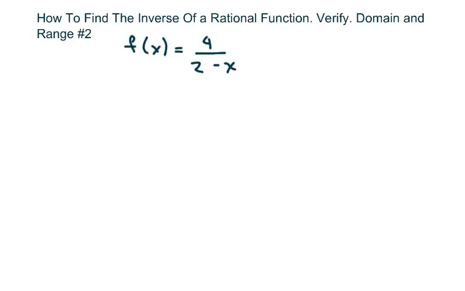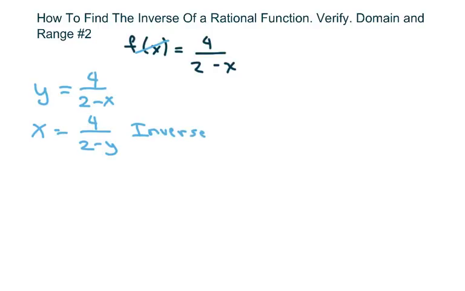Hi everyone, we're going to find the inverse of this rational function. We're going to check and also state the domain and range of f and f inverse. So the first thing we do is change this to y. So we have y equals 4 over 2 minus x, and then switch the x and the y. We now have the inverse.